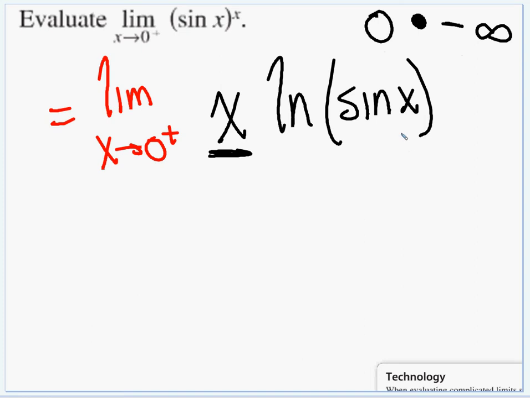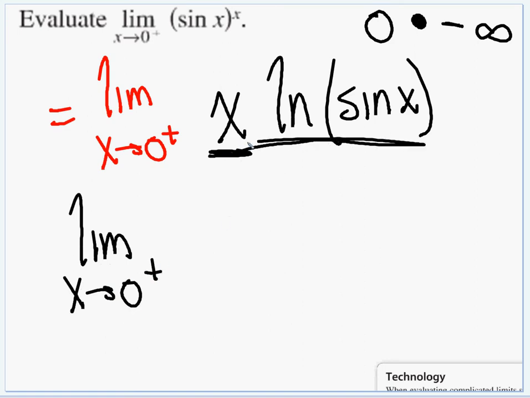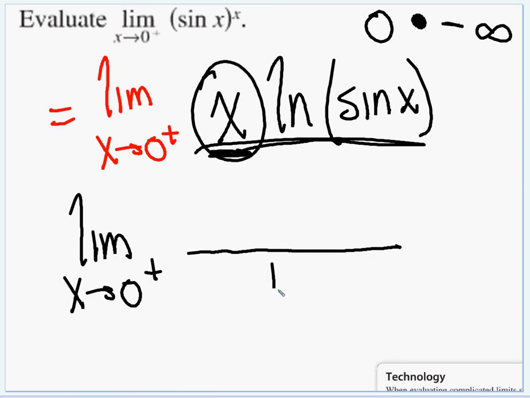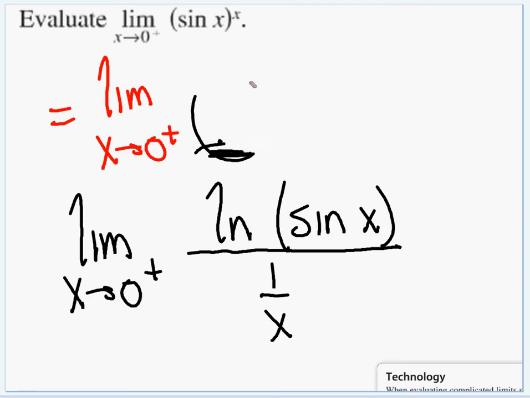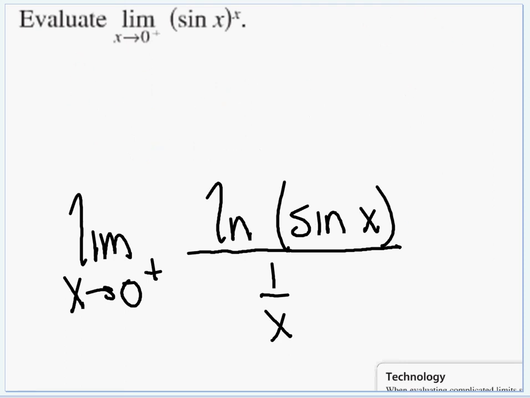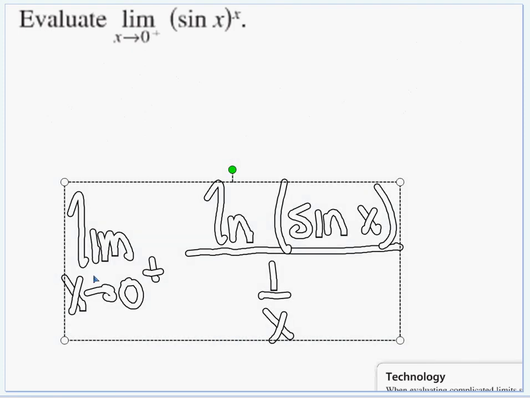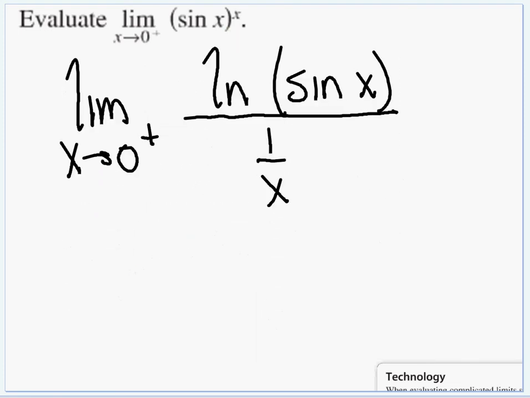Let's see if we can get this in the form of a fraction. The limit is still there, we are still approaching 0 from the right. But imagine this is a division line, and I want to move something down there. Well, let's move x down there. Down here, it's x to the negative 1, or 1 over x. And we will leave our natural log of sine x upstairs. Okay, we did a rewrite, some algebra, and let's try direct sub again.